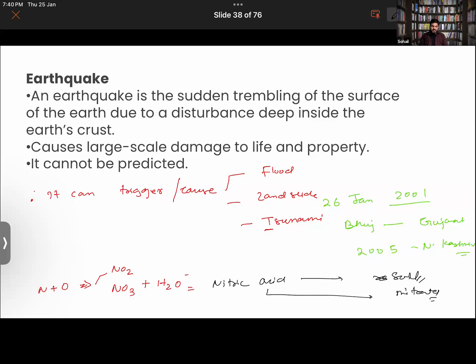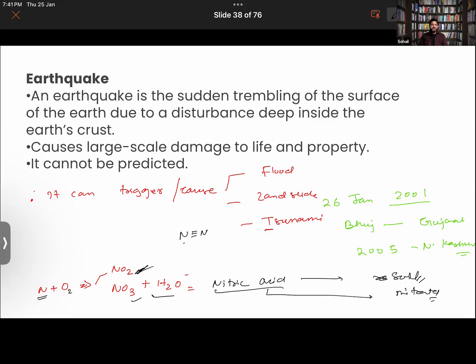Let me repeat. The bond between the nitrogen molecule is broken down, so you have got free nitrogen. It will be reacting with oxygen to form either nitrate or nitrite. Further, due to rainfall, it will be combining with water to form nitric acid.